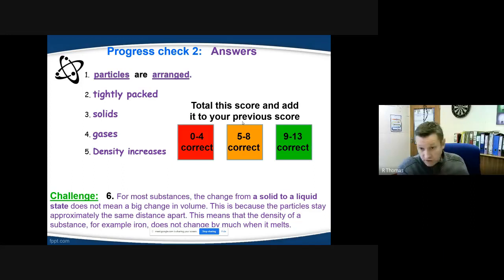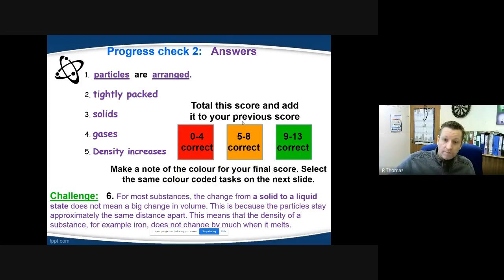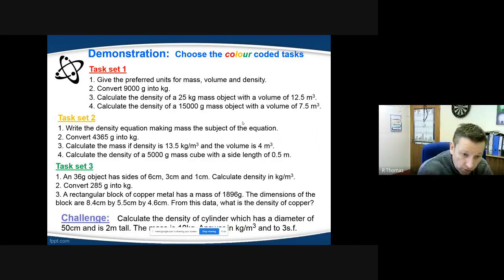Add it onto your previous score, and then let's find out where you are. I'm sure none of you are between 0 and 4. I imagine most of us are in the green, and some of you may be in the amber, 5 to 8. And depending on what color you've scored will determine what task you're going to do for me now to finish. So only 4 questions for task 1 and task 2. There's 3 for task 3. It's a bit juicier, and then there's a challenge question as well. If you really want to, you can try them all. They're not going to take long.